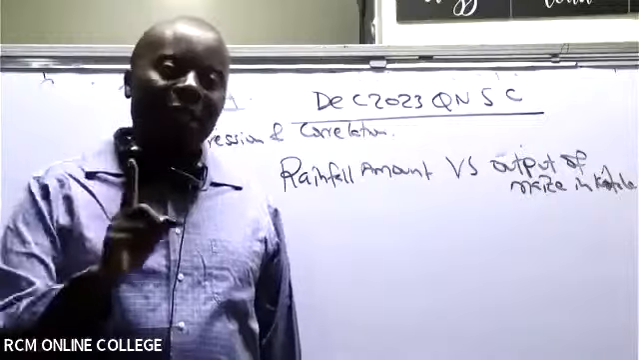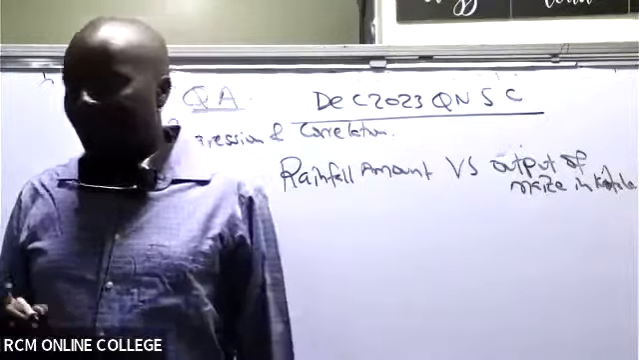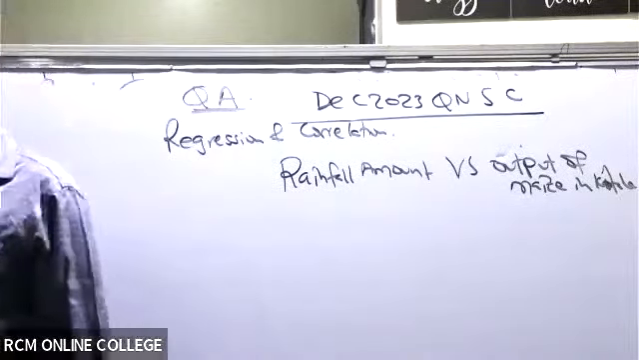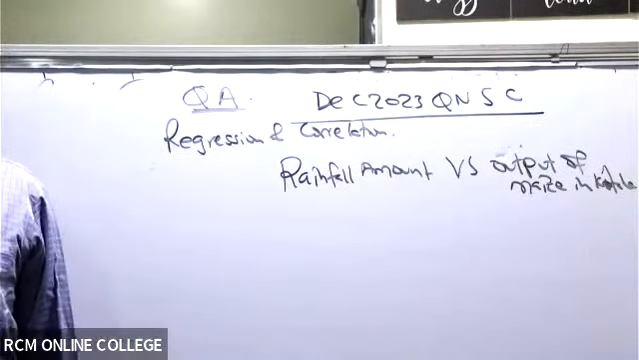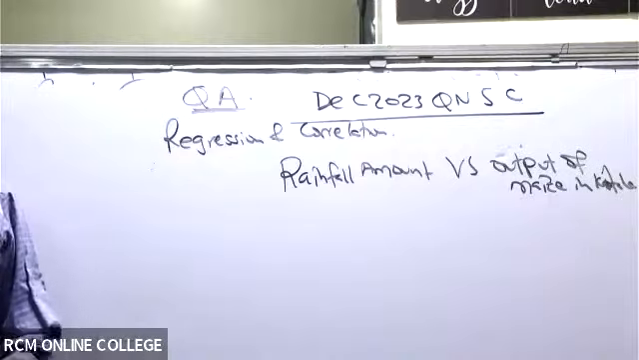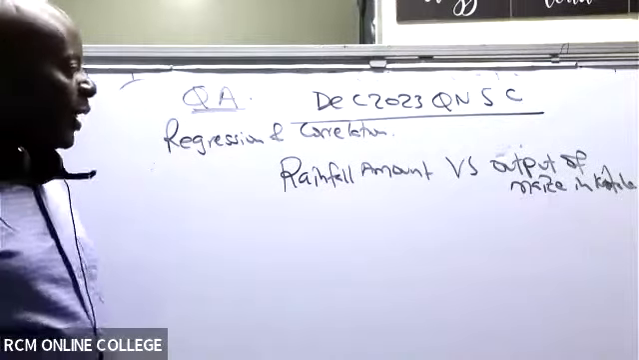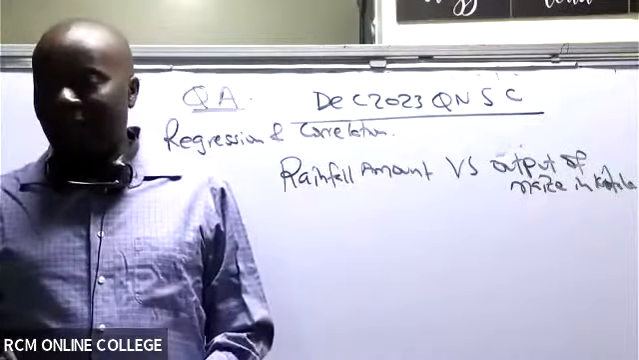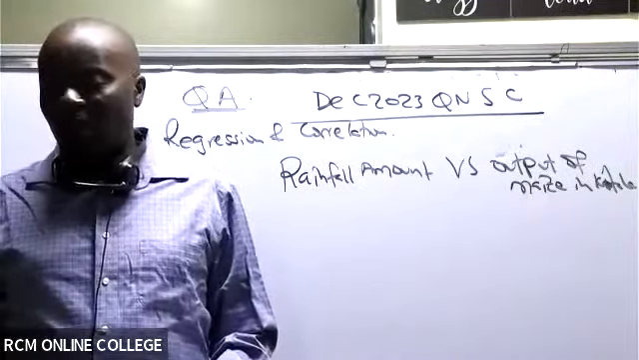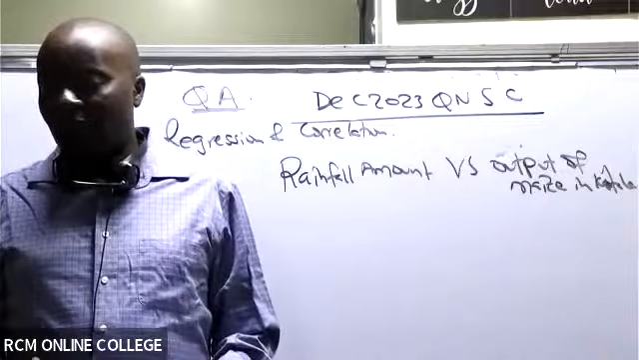Is there anybody who has a contrary opinion? Rainfall will be Y. Or is there somebody who is agreeing with me that if you're given these two variables, then automatically rainfall will be Y? Sabrina is saying no.